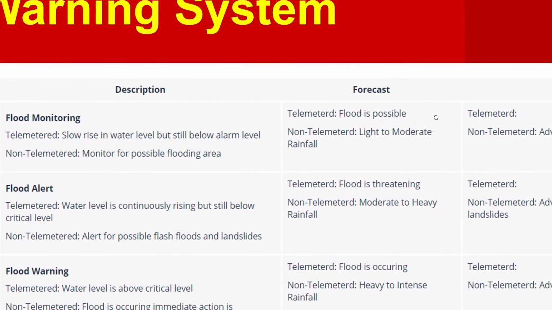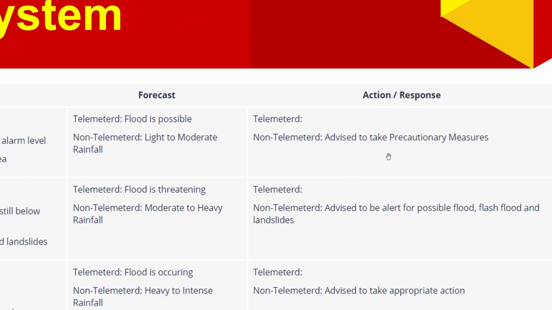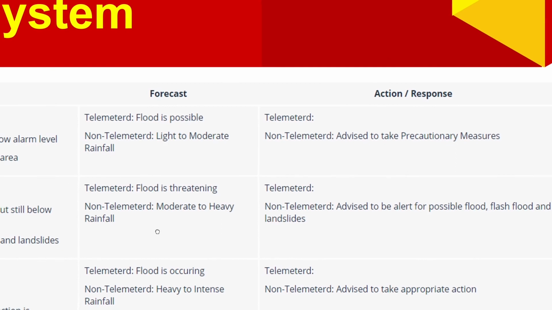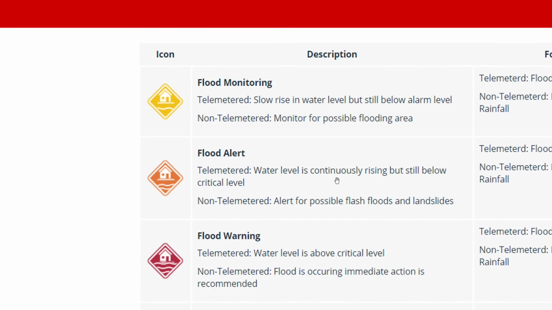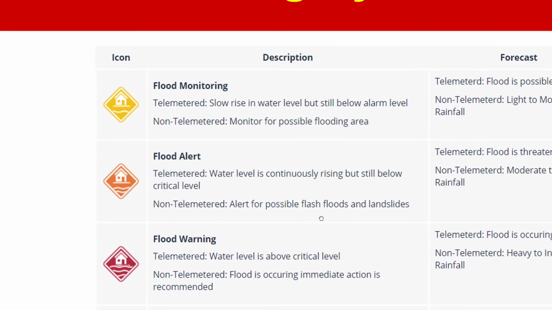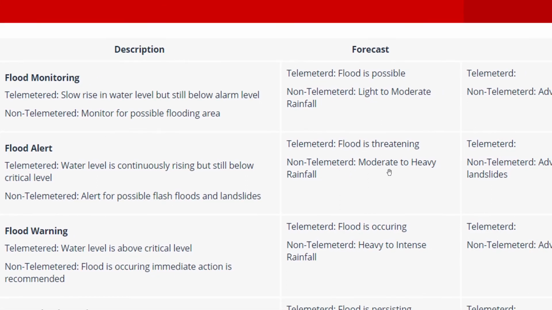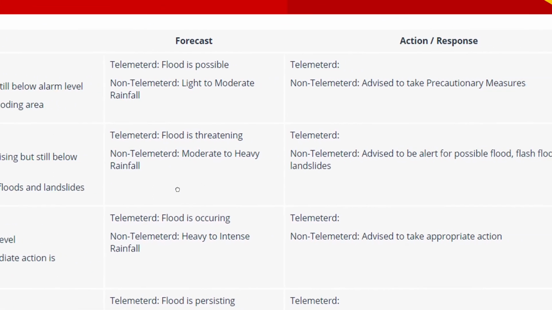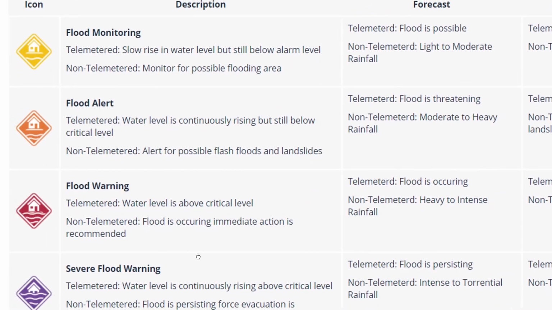Forecast: flood is possible, but there's light to moderate rainfall, and we are advised to take precautionary measures. At flood alert level, water level is continuously rising but still below critical level. Alert for possible flash floods and landslides at this point. At this point, flood is threatening us. There's moderate to heavy rainfall, and we are advised to be alert for possible flood, flash flood, and landslides.